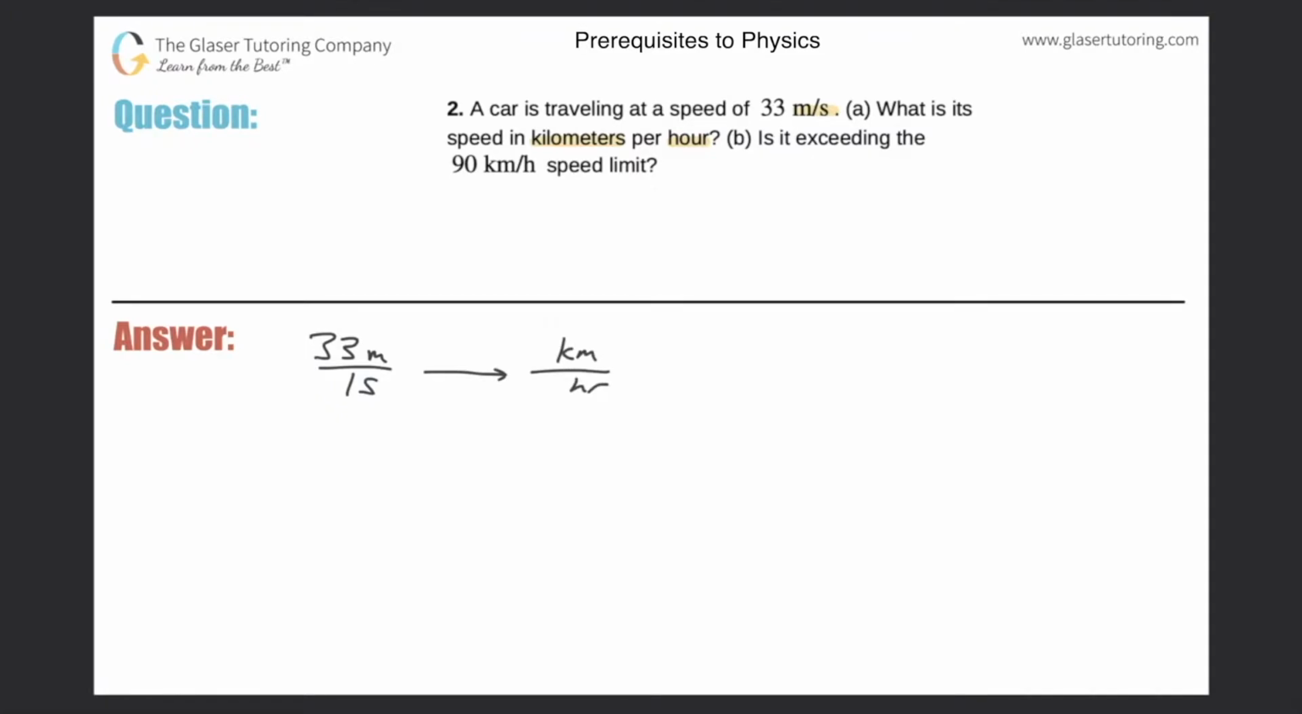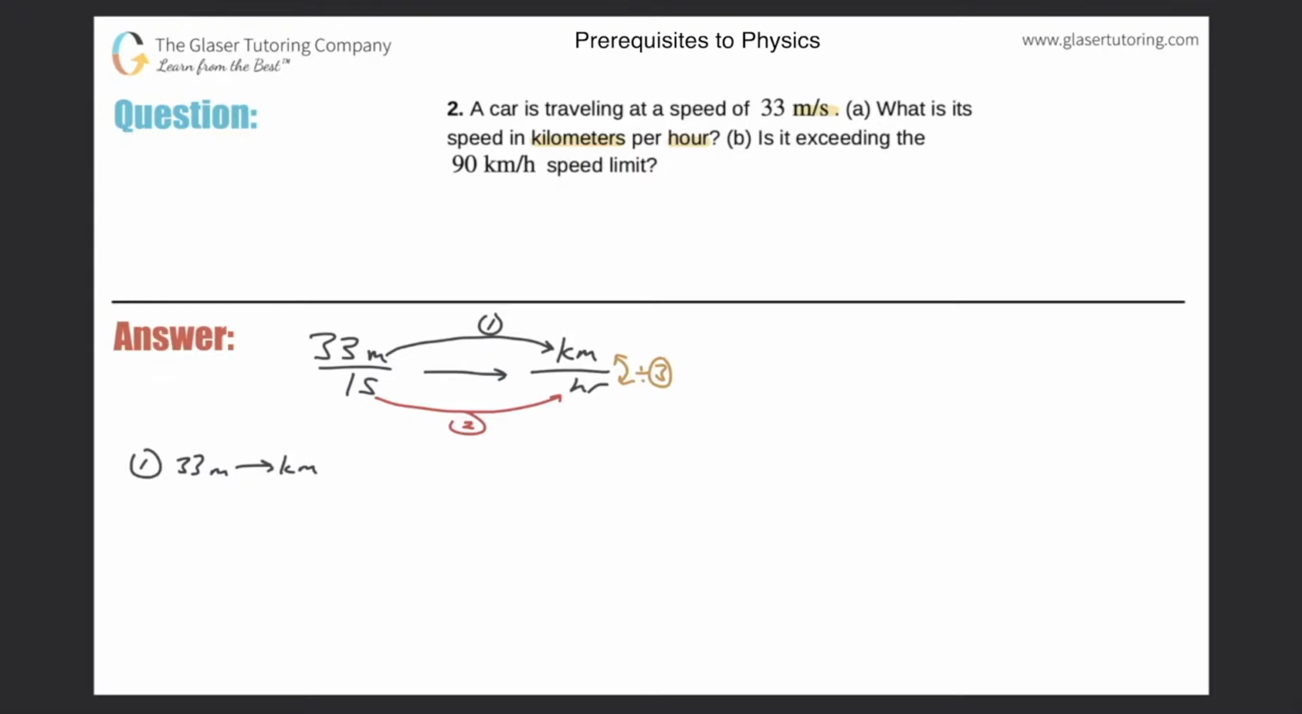So I'd like to think about this in 3 steps. First step will be to convert meters into kilometers. Then the second step will be to convert seconds into hours. And then the third step will be to divide the kilometers by the hours. Okay, so let's take a look at step number 1. So 33 meters, convert that into kilometers.